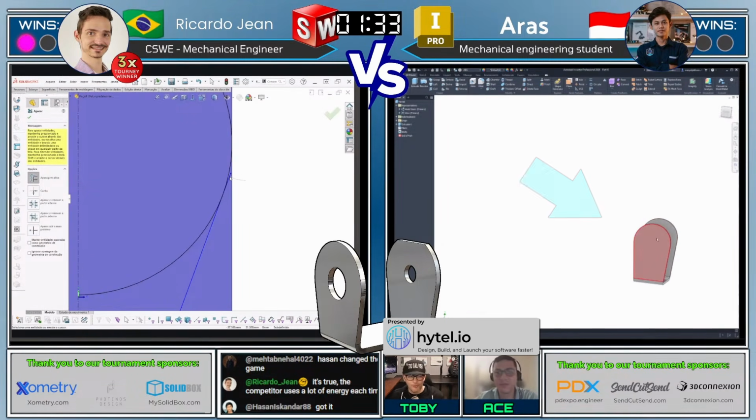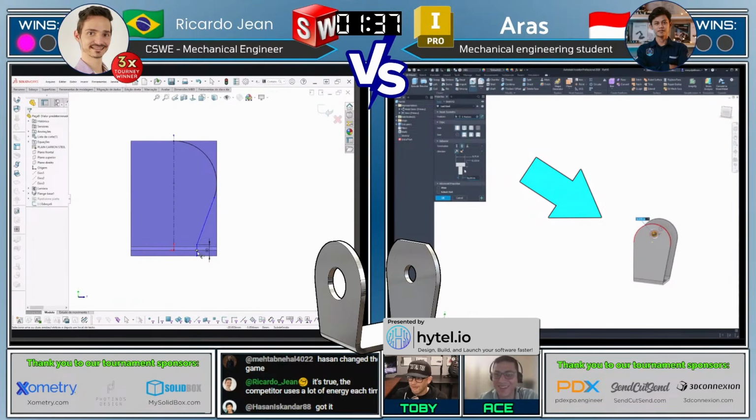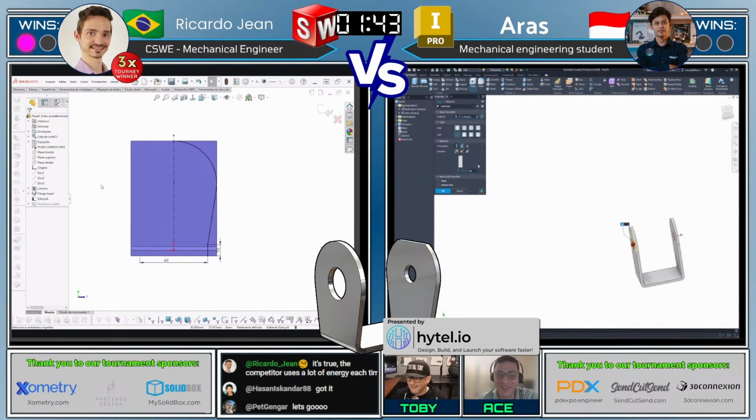And look at how fast Aras is. Wow, he's already got both of those tabs up there, fully defined, getting in there, adding in the holes to this thing. I just think this part is so cool looking, how it's got that kind of flat spot on that back ear.